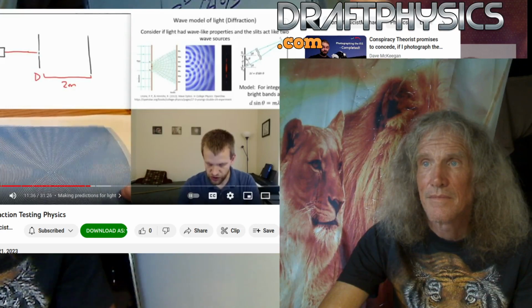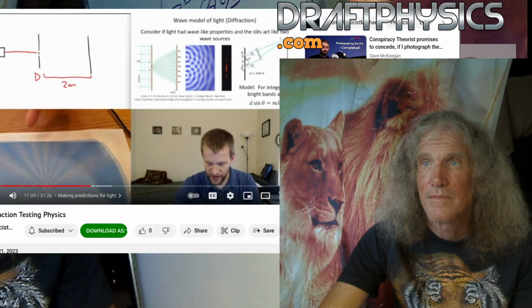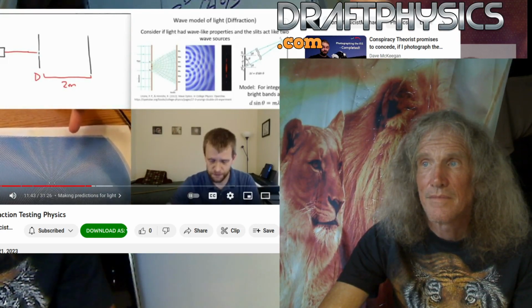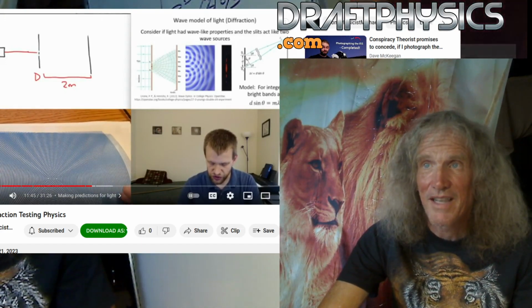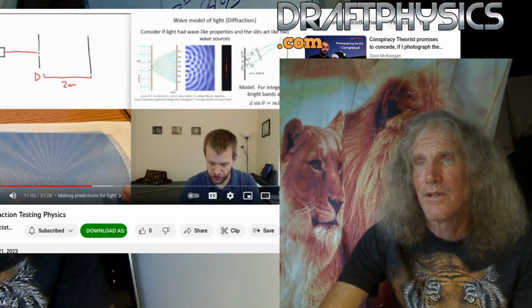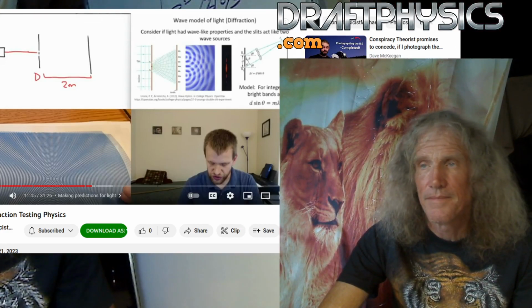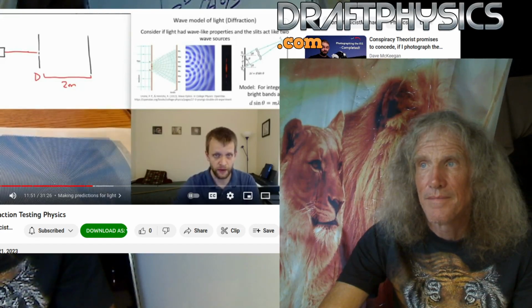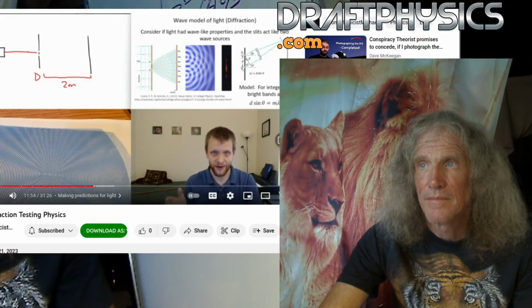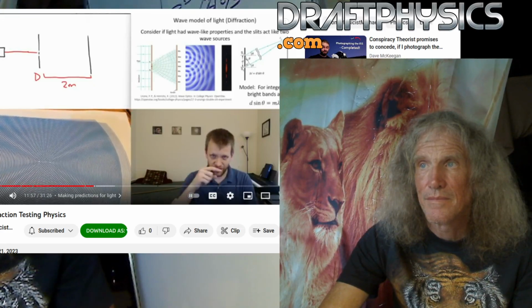So if these two sources are really close together, that pattern of bright and dark bands should be more spread out, fatter. The nodes should be bigger. If the sources are further away from each other, that pattern should be closer together. This gives us a way of making a prediction for what should happen if I change this particular setup.